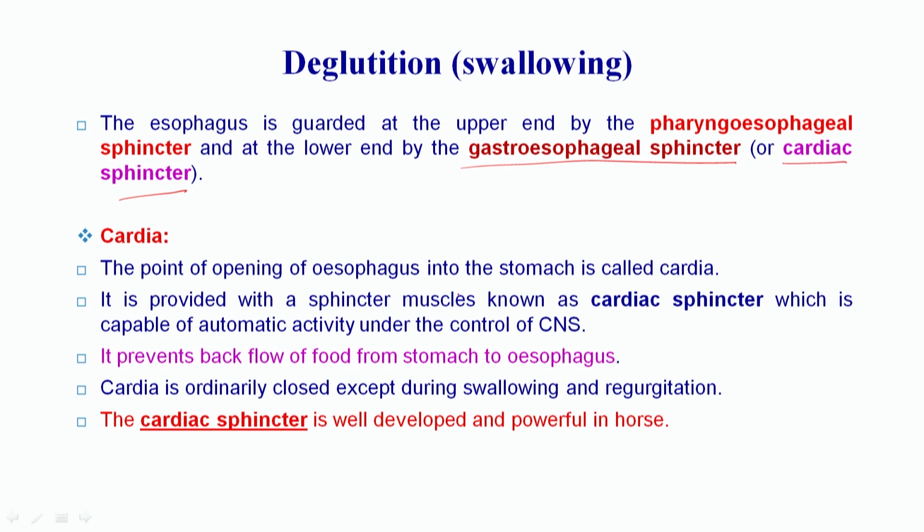Cardia, the point of opening of the esophagus into the stomach, is provided with sphincter muscles known as the cardiac sphincter, which is capable of automatic activity under the control of the CNS. It prevents the backflow of food from the stomach to the esophagus. The cardia is ordinarily closed except during swallowing and regurgitation. The cardiac sphincter is well developed and very powerful in the horse, because of which the horse cannot vomit.